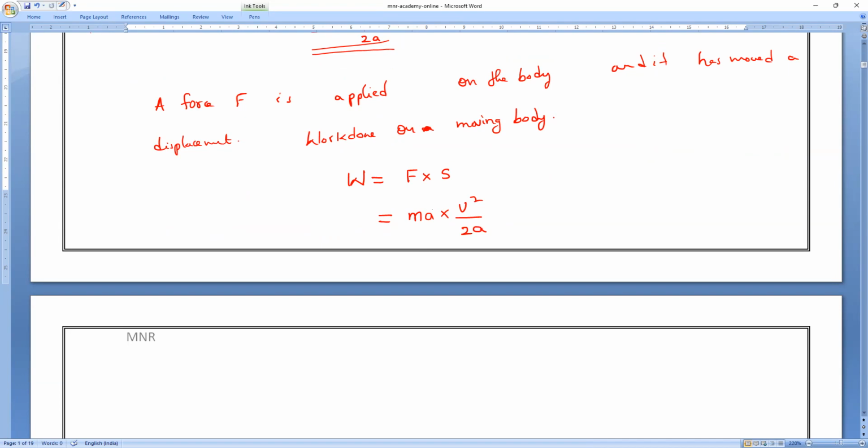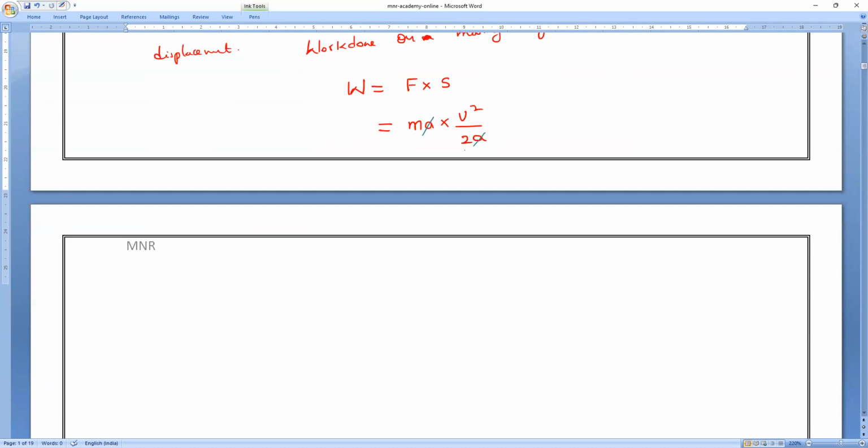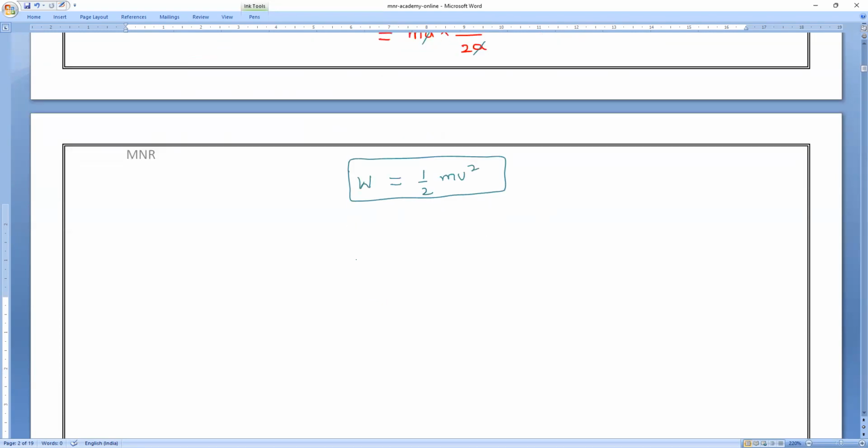Now, something will get cancelled. What will get cancelled? a will get cancelled. So this 2, I will bring it first. It will become 1 by 2 into m into v square, which is equal to work done. Is it okay, guys? All of you? Kinetic energy.